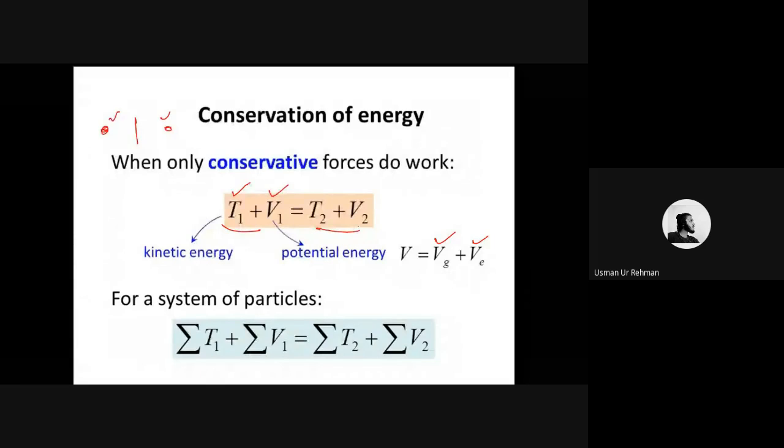If you have more than one particle, a system of particles, we take the summation of kinetic energy and summation of potential energy at state 1, and the summation of kinetic and summation of potential at state 2, meaning for all particles. So for a system of particles, sigma T1 plus sigma V1 should be equal to sigma T2 plus sigma V2. I hope this point is clear.